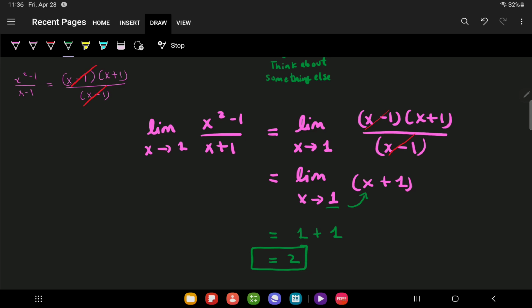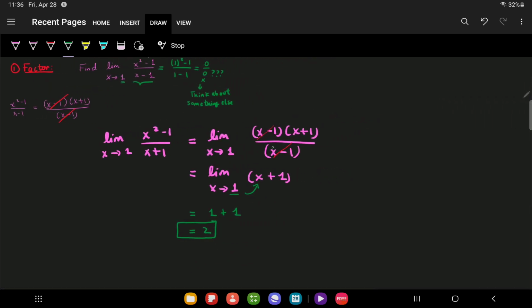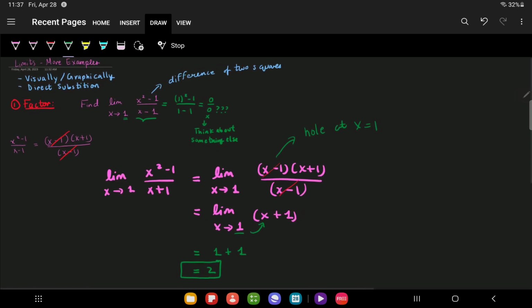And if you graph it, you will get precisely that answer. And because we're canceling out x minus 1, that means there is a hole at x equals 1 when you graph it. So we did do direct substitution here, but before that we had to check that we are not dividing by 0.